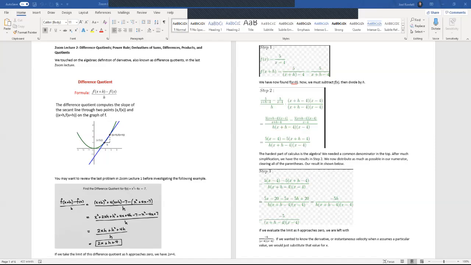As I said earlier, the hardest part about solving these problems is the algebra. The calculus is typically not the problem. The villain here tends to be the algebra that it takes to simplify these down.